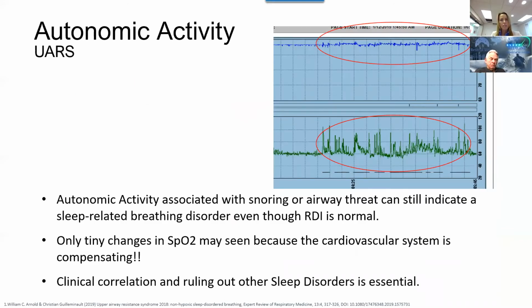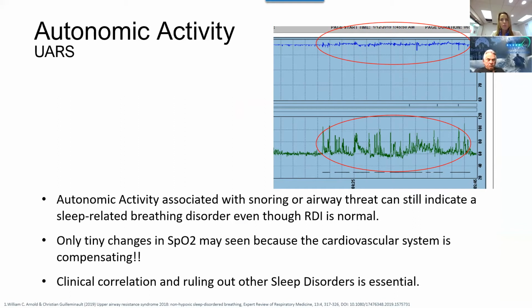And here's an example of a patient with very little desaturation associated with a lot of autonomic activity, which makes us think that the threat of the airway is what's causing this issue. So oftentimes we'll see this in a very young or very healthy patient where their body is compensating for that airway threat by increasing their pulse rate very quickly. So they may have a very large sympathetic response to even that threat of obstruction. And that actually keeps their oxygenation at a stable level throughout the night.